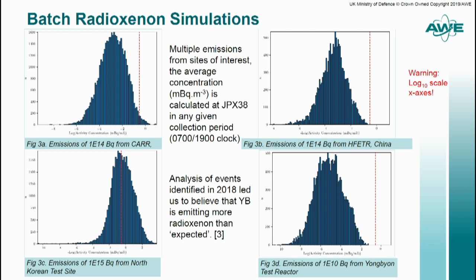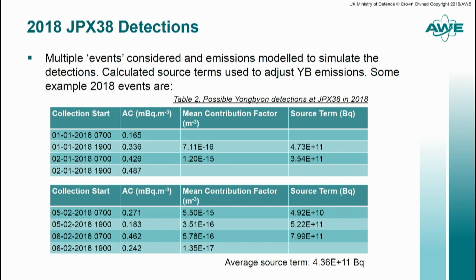So that was quite interesting for us, because when we were backtracking models, we were finding that it looks like a lot of these detections could be from the North Korean region. So just going back in time to 2018, there were a number of detections at JPX, and we took these random backward models and looked at possible source locations, and one of the possible source locations is from the North Korean area. So we said, well, if this is true, forward simulate those emissions and try to calculate a source term. And we came up with this average source term of probably around 4e11 becquerels in any given emission.